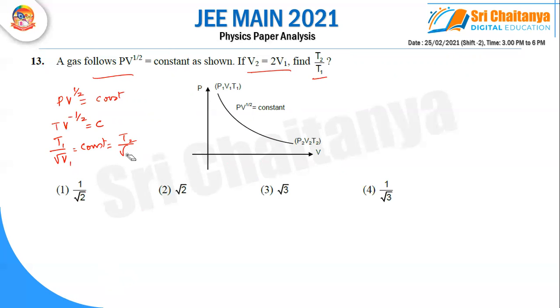root V2 I need to have. Okay. So he's asking us to find T2 by T1. Now T2 by T1 is equal to root V2 by root V1 I get. Okay. So now V2 and V1 are given. V2 is equal to 2V1, and this is root V1 is given, and T2 by T1 is equal to root 2 we are getting. So the second one will be the right option.